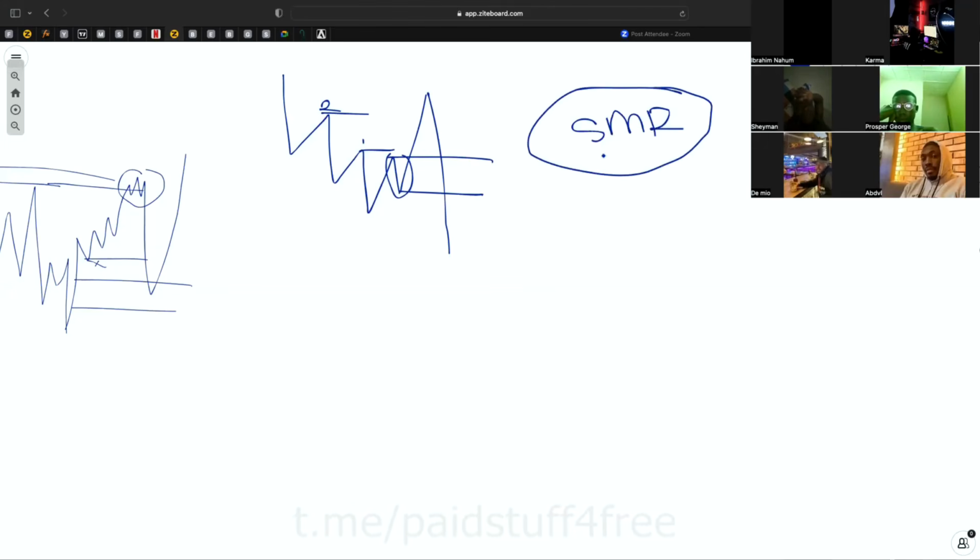Smart money reversal is a form of an external liquidity grab that breaks structure, or is a form of what? A drop, base, and a rally. Smart money reversal is a drop, base, and a rally inside a rally-base-rally. Now, don't get it twisted. This is rally-base-rally.